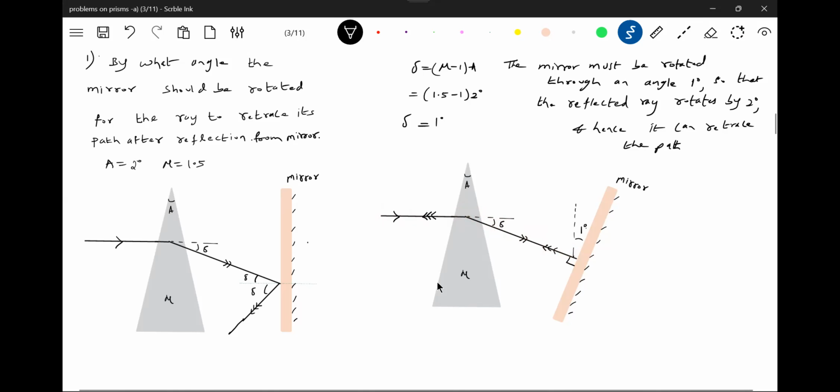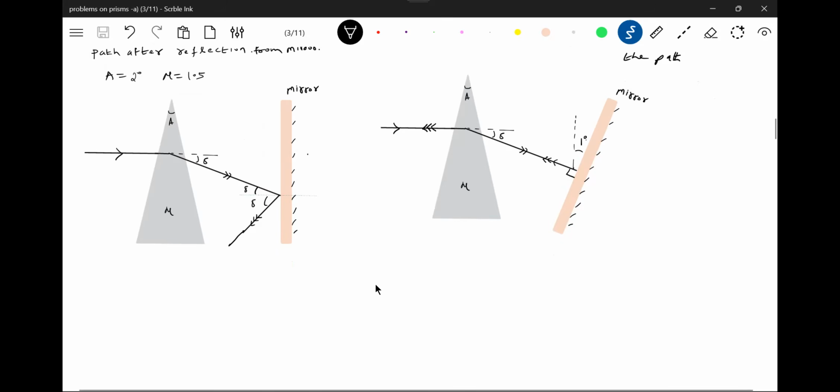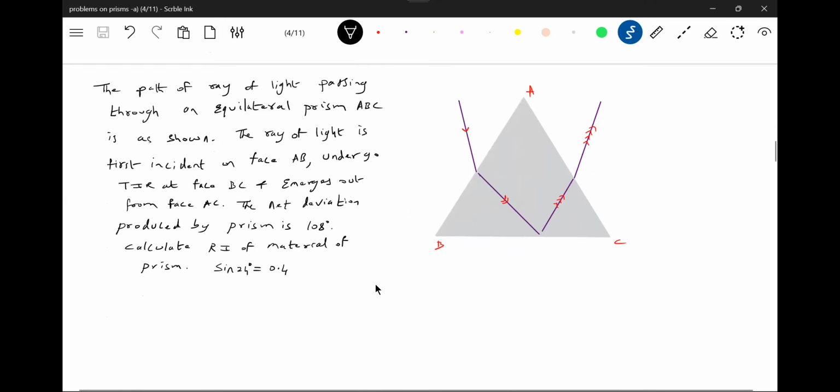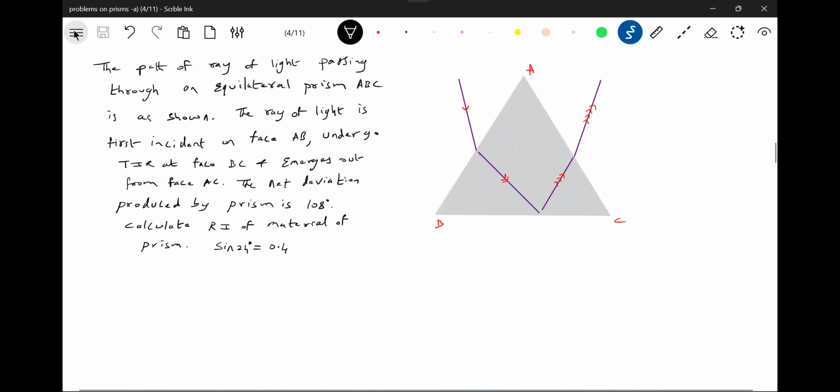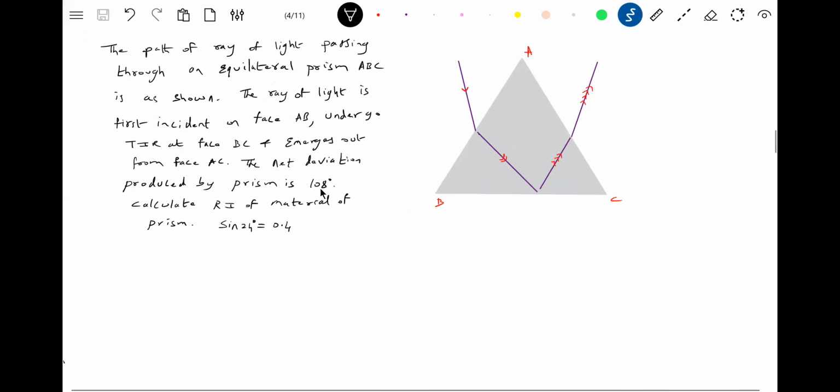Okay, hope that is clear. Small angle prism, that's why we are using that particular formula. Yeah, next problem.